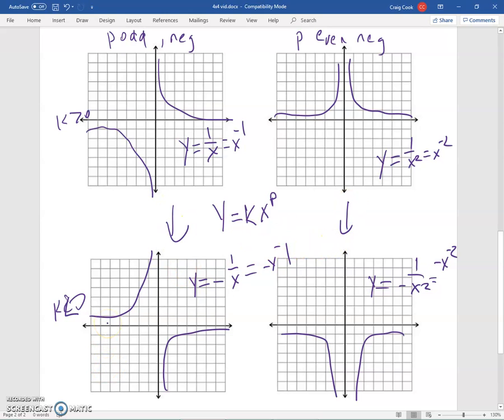And you can see that these are the 8 basic shapes that we're going to be looking at. They're all going to be the same. It doesn't matter what k is as long as it's positive or negative. It doesn't matter what the power is as long as it's odd or even. These are the 8 basic shapes of the graphs that you're going to be looking at to help you decide if k is positive or negative, p is positive or negative, and also if p is odd or even.